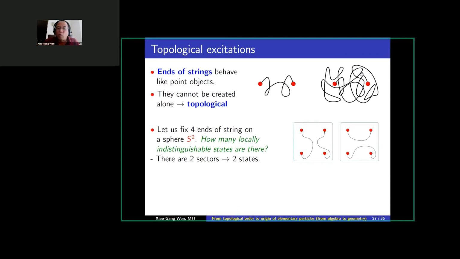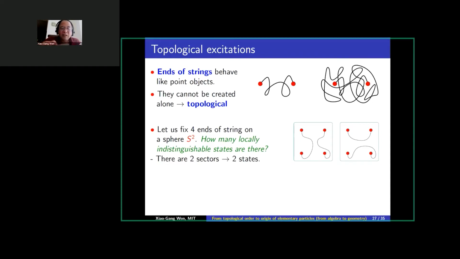Remember, in the background we have a lot of loops fluctuating. When you put this open string in this background, locally away from the end point, it just looks like the original background. So we don't see whether this string is part of an open string or part of a closed string. We only see the end of the string. So for an open string in the background of closed strings, only the end is observable. Therefore the string end is the excitation. And those excitations are called topological because we cannot create a single end by itself. We have to create a pair together. So this is a topological excitation.